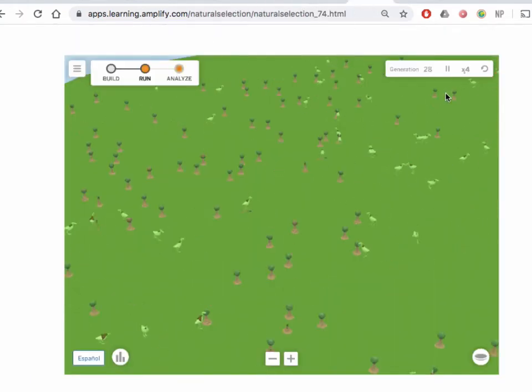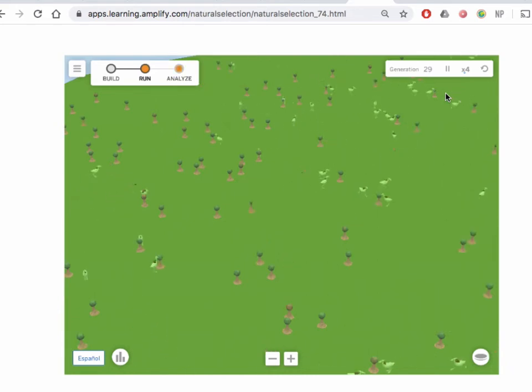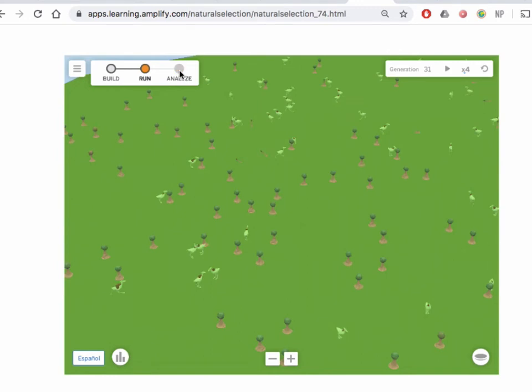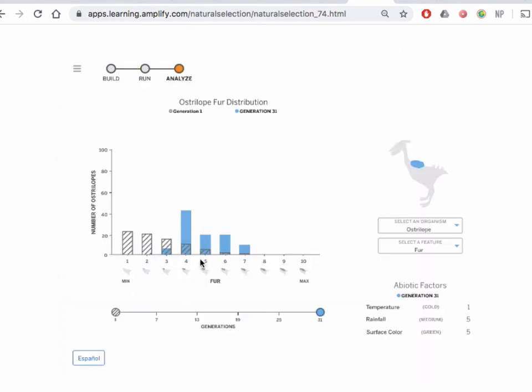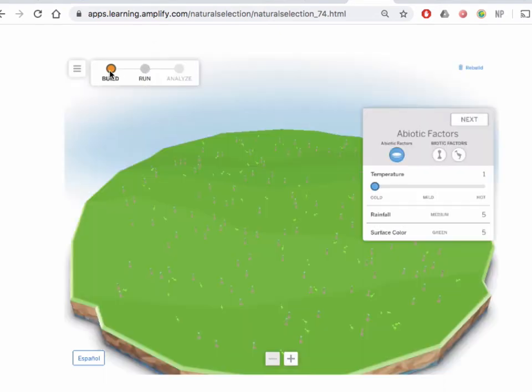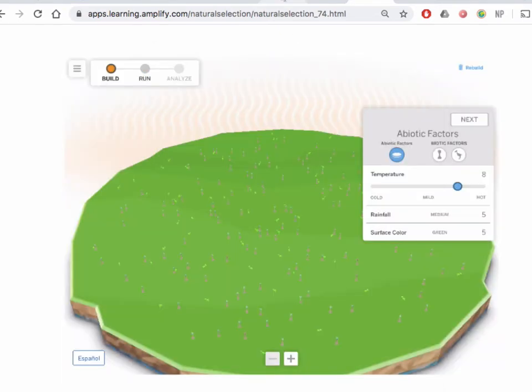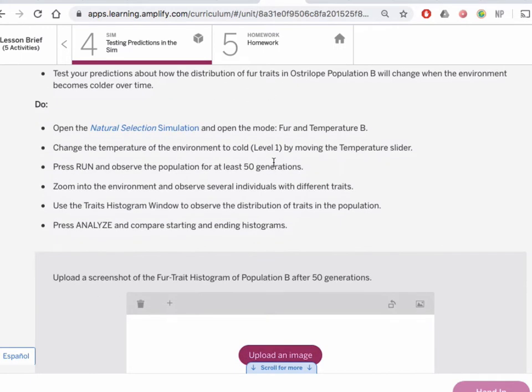Oh, I think it paused when I was not on the screen. Anyway, so this is not done, but you can see the blue is the new distribution, and the white is the original distribution. So already the fur is changing, even though I didn't do all 50 generations. But I'm going to now go to fur and temperature B, which is what I'm testing here.